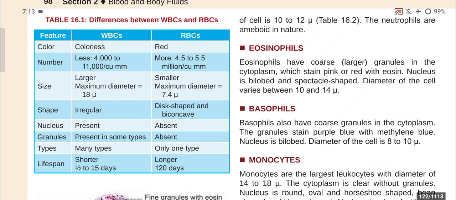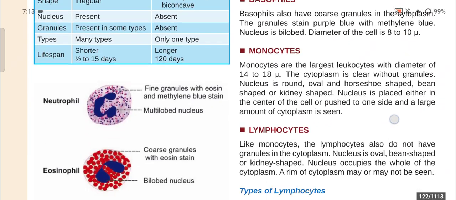Now, eosinophil. Eosinophils have coarse or larger granules in the cytoplasm, which stain pink or red with eosin. The nucleus is bilobed and spectacle shaped. The diameter of the cell varies between 10 to 14 micron.